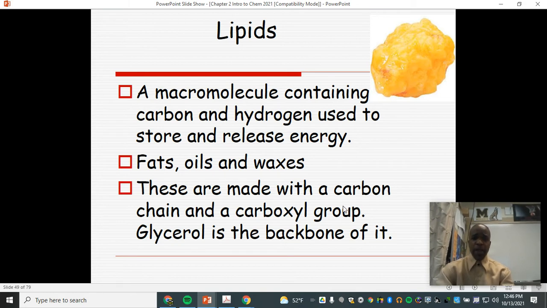Okay, they're made of a carbon chain, a carboxyl group, and the glycerol is in there. Okay, so in the carbohydrates, I had carbon, hydrogen, oxygen, and in a lipid, I have carbon, hydrogen, oxygen, but I also have this glycerol, which is an oil, which is why lipids are oily.